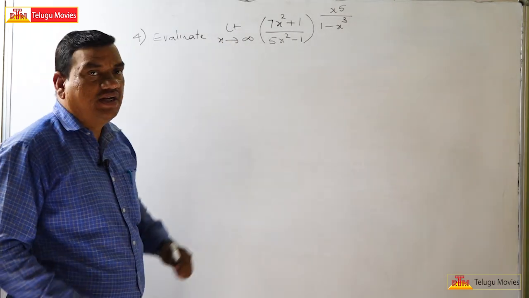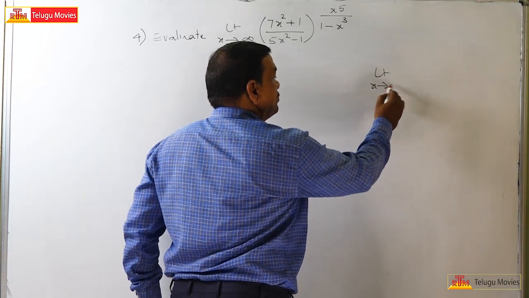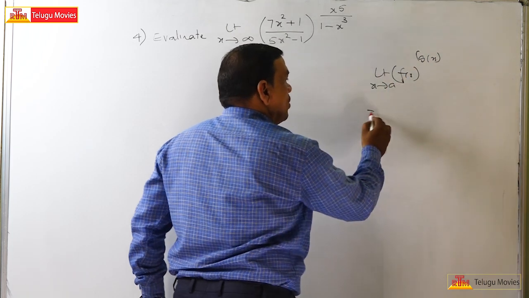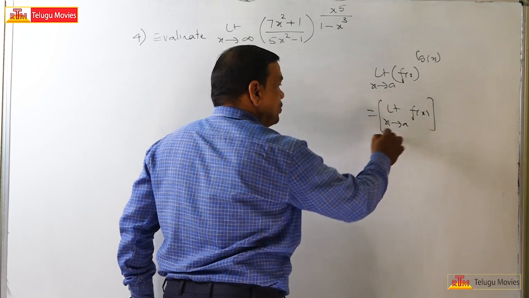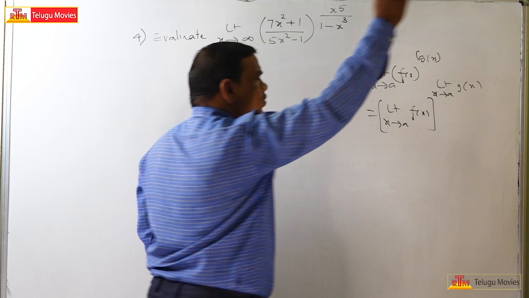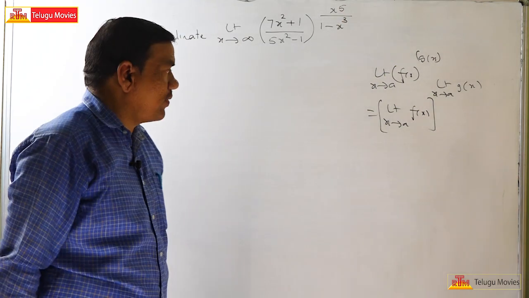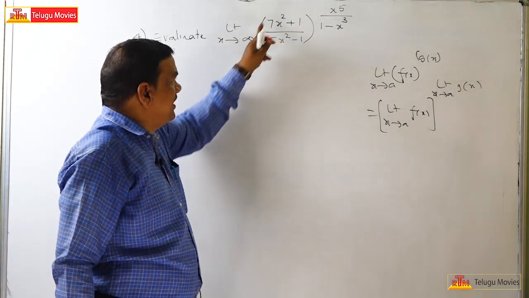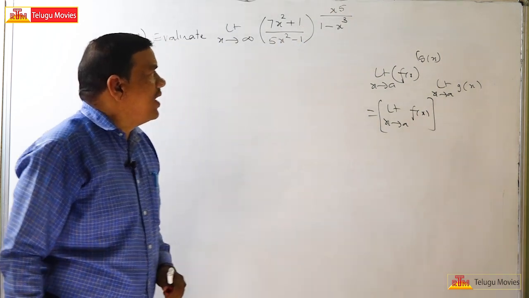Limit x tends to infinity, by property. We have the property that limit x tends to a of f of x whole power g of x, we can apply as limit x tends to a of f of x whole to the power of limit x tends to a of g of x. We can apply the limit for both base and power. So here also I will find out limit x tends to infinity of this base, and limit x tends to infinity of x to the power of 5 upon 1 minus x cube.